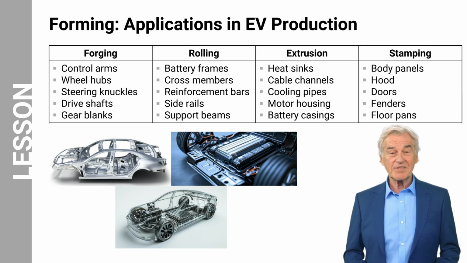In EV production, various metal forming processes create essential components. Forging produces structural parts like control arms, wheel hubs, steering knuckles, drive shafts, and gear blanks. Rolling produces battery frames, cross members, reinforcement bars, side rails, and support beams. Extrusion forms heat sinks, cable channels, cooling pipes, motor housings, and battery casings, while stamping manufactures body panels, hoods, doors, fenders, and floor pans.